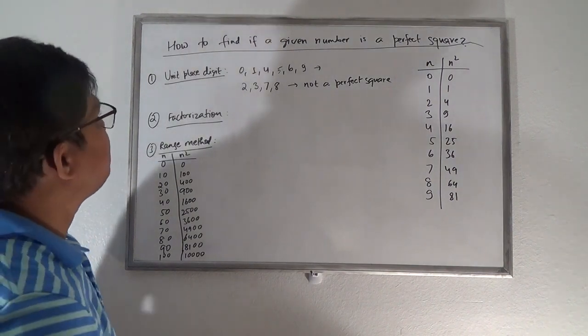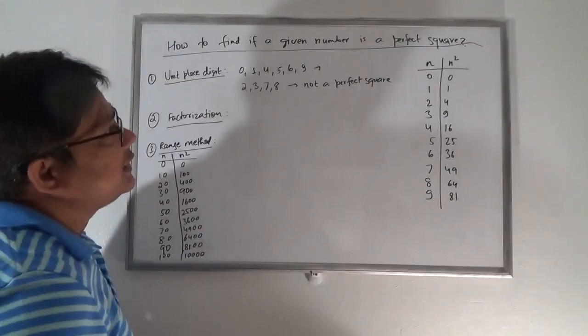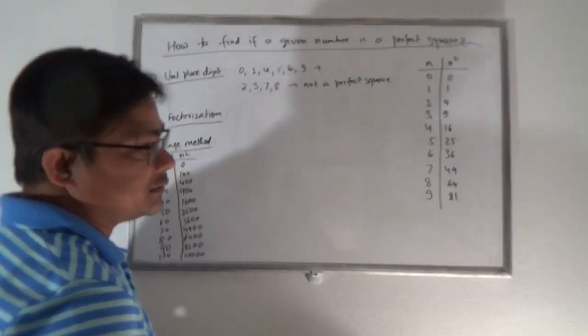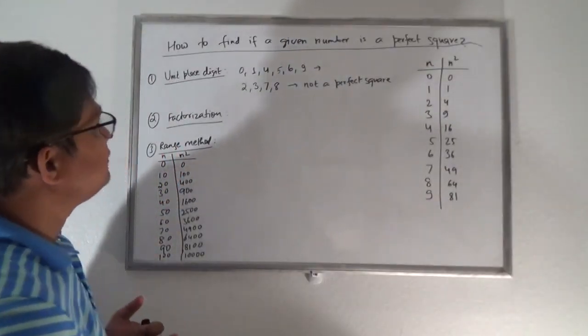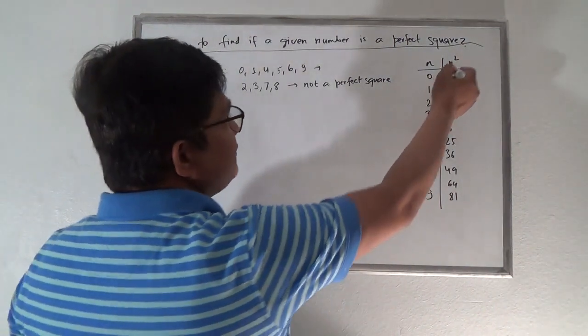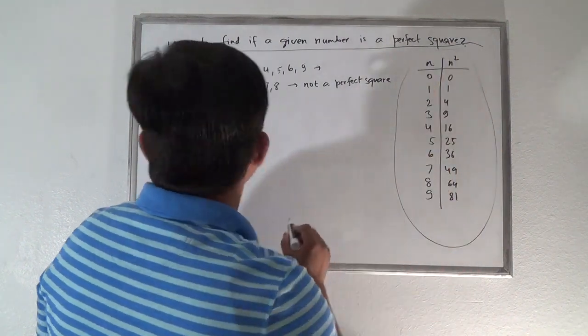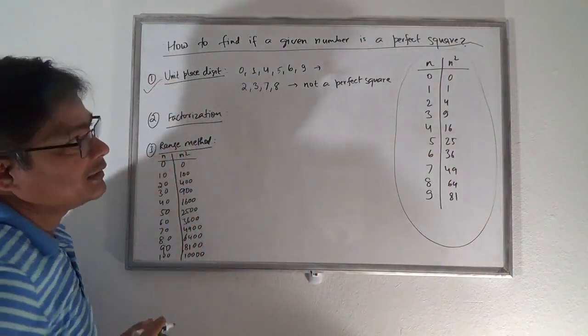Okay, so today we are going to learn how to find if a given number is a perfect square or not. There are several methods that I'm going to explain, but let's first look at this table because this is very important for this first method.